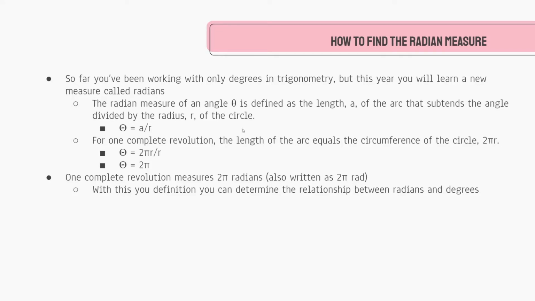Well, so far you've been working with only degrees in trigonometry. However, this year you will learn the new measurement, which is called radians. So essentially, the radian measure can be found by the following. The radian measure of an angle theta is defined by the length a of the arc that subtends the angle divided by the radius r of the circle.